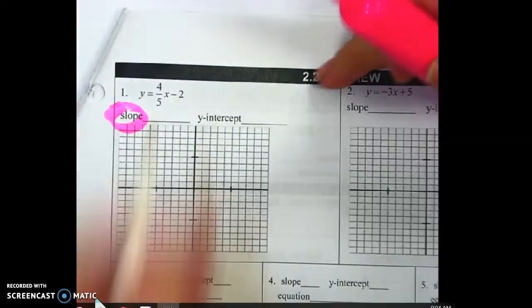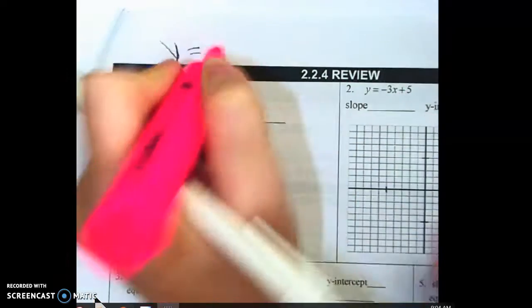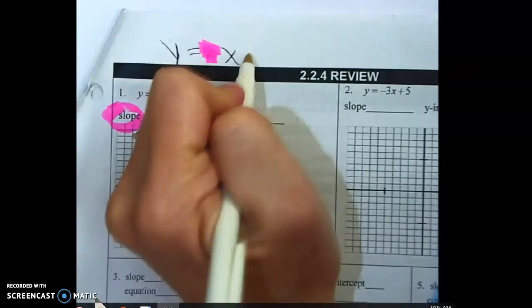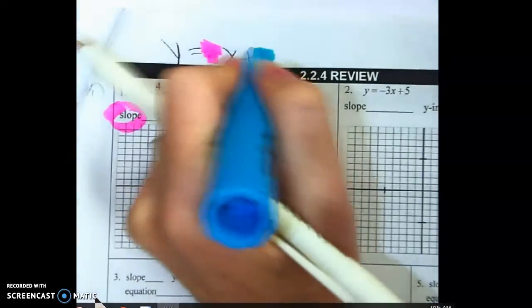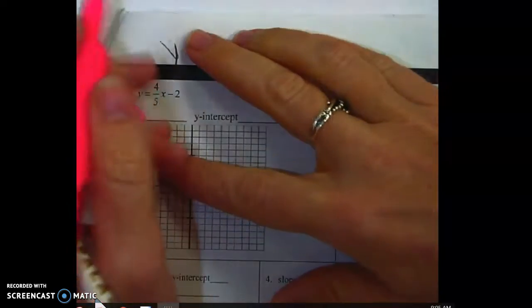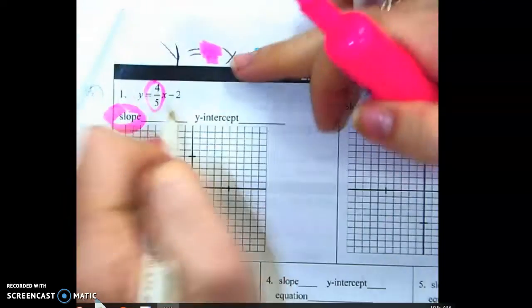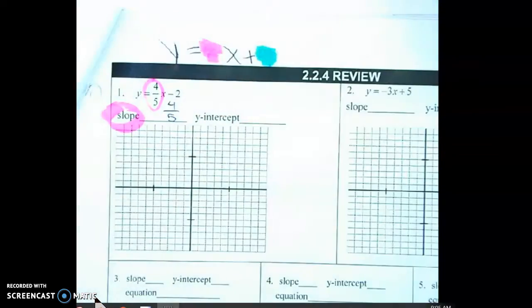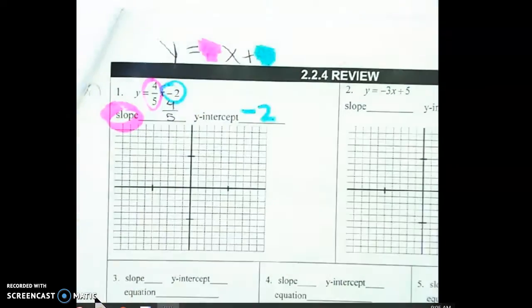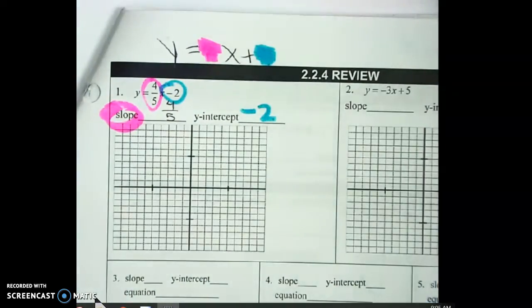So remember, if I have y equals, it's pink x plus blue, okay? So my slope is 4/5. And my y-intercept is -2, okay? So now I'm going to graph this.